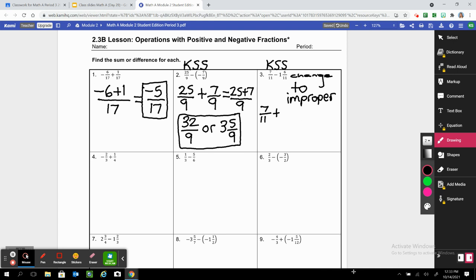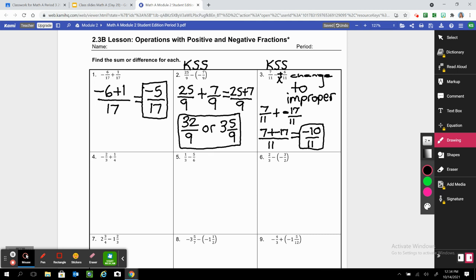So I'm going to change this to a negative 17 over 11. The reason why I changed it to 17 is because I did 1 times 11. So I multiplied 1 and 11, and then I added 6. So it became 17 over 11, and then I just added the negative up at the top. So this is the same type of thing. You can do 7 plus negative 17 in the numerator, and I can keep my denominator the same, 11. So 7 plus negative 17 is negative 10, and I keep my denominator the same, 11.